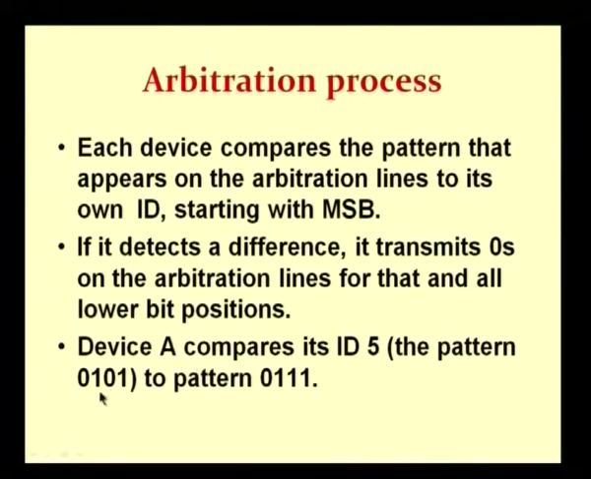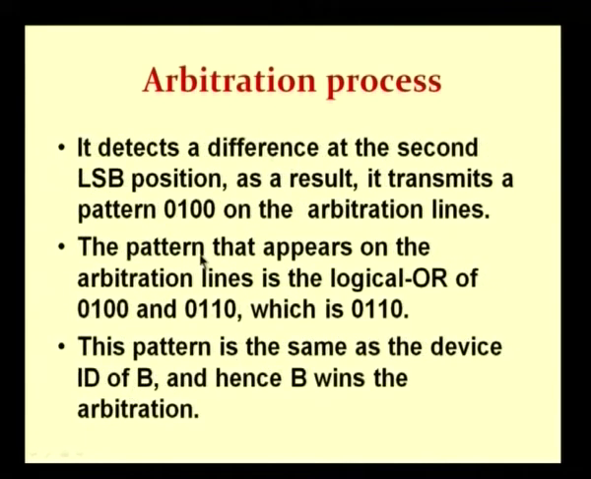A will put out a pattern, 0 1, and then starting from this position where there is a difference, we said it will put out all zeros. So it will now put out a value of 0 1 0 0. That is what will be put out by the device A. As we said, it detects a difference at the second LSB position and transmits a pattern of 0 1 0 0 on the arbitration lines.